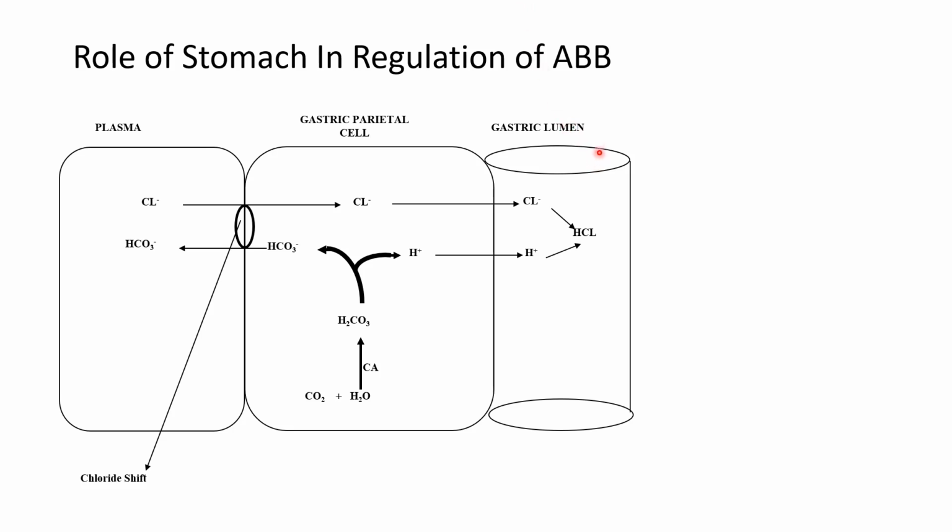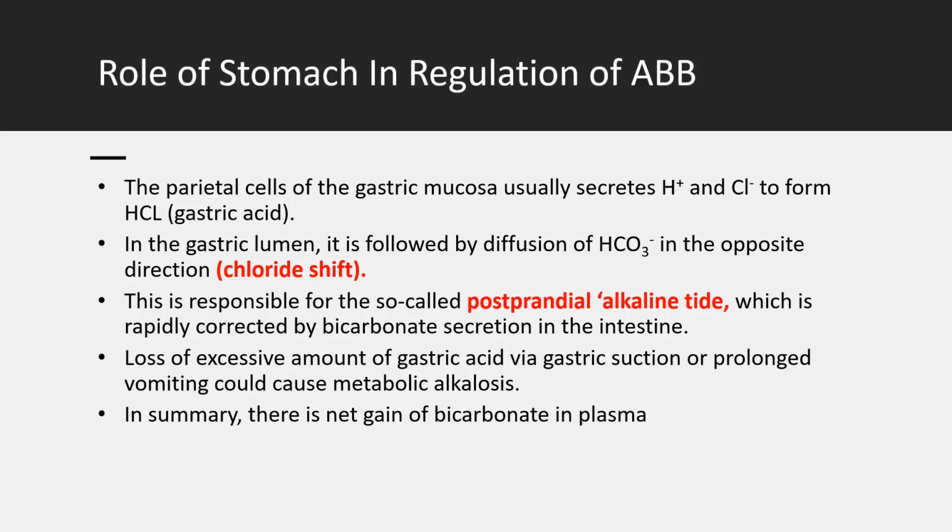Also, immediately after consumption of food, which requires a large amount of hydrochloric acid for digestion, there is a need for the parietal cell to secrete more hydrochloric acid into the gastric lumen to digest the food substances. So after consumption of food, there is a temporary increase in the amount of hydrochloric acid, thereby leading to a temporary increase in the level of bicarbonate in the blood. This is referred to as a postprandial alkaline tide, meaning that there is a temporary increase in the level of bicarbonate in the blood following consumption of food substances.